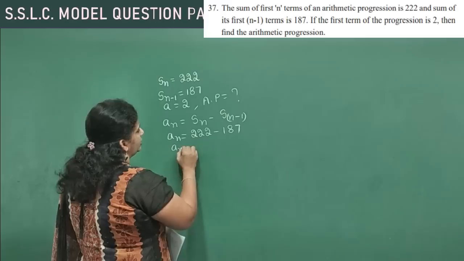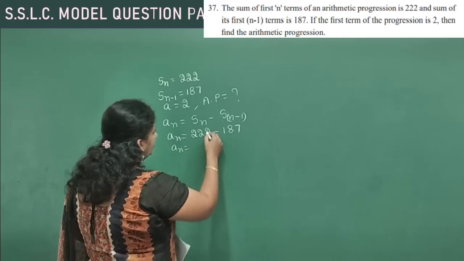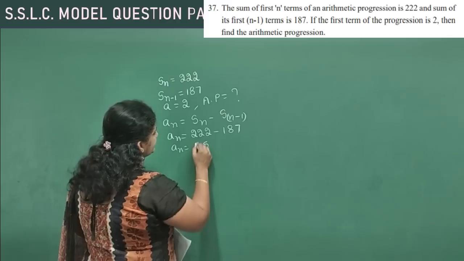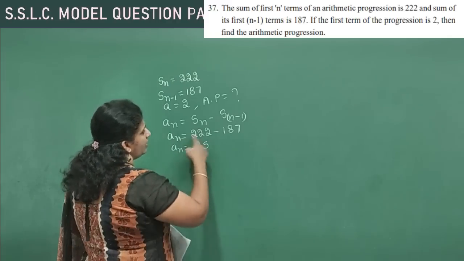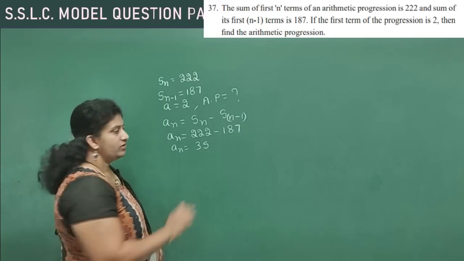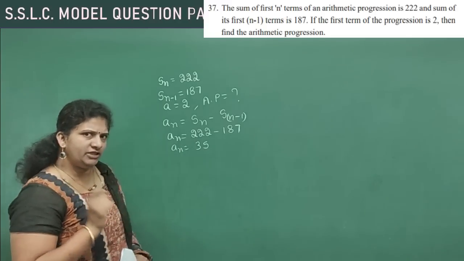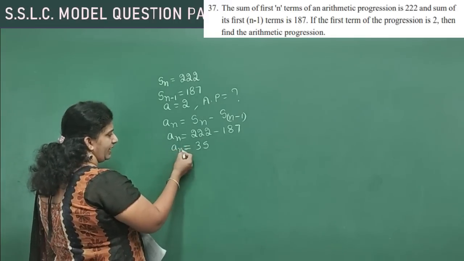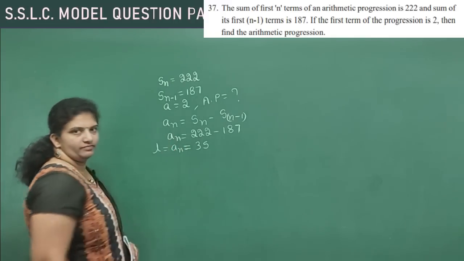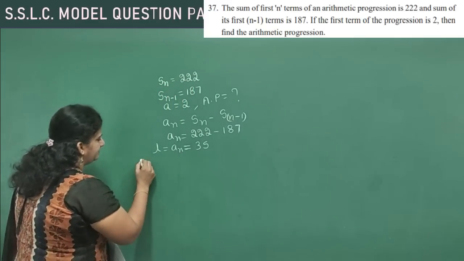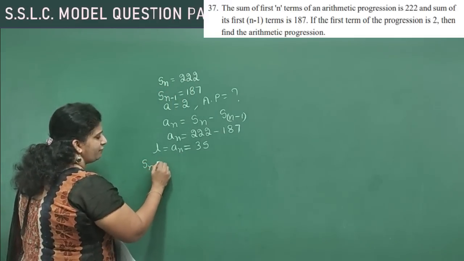An is equal to, subtract these two: 12 minus 7 will be 5, 11 minus 8 will be 3, and this will be 1 minus 1, 0, 35. I got the nth term 35. I can say the nth term is either An or L. Right? Now again take Sn and write the Sn formula.